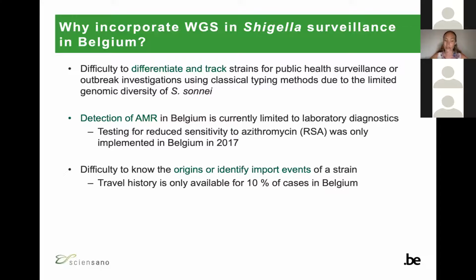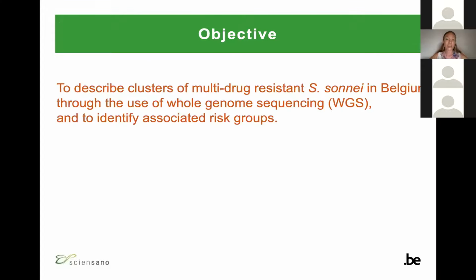Secondly, as I mentioned, we currently detect antimicrobial resistance through laboratory diagnostic methods. For example, for the resistance to azithromycin, these methods have only been established in the laboratory in 2017. So we don't have any laboratory data on strains isolated prior. Furthermore, it's difficult for us to know the origins of a strain or identify where it may have been imported from, because information on travel history in the current database is only available for about 10% of the cases in Belgium.